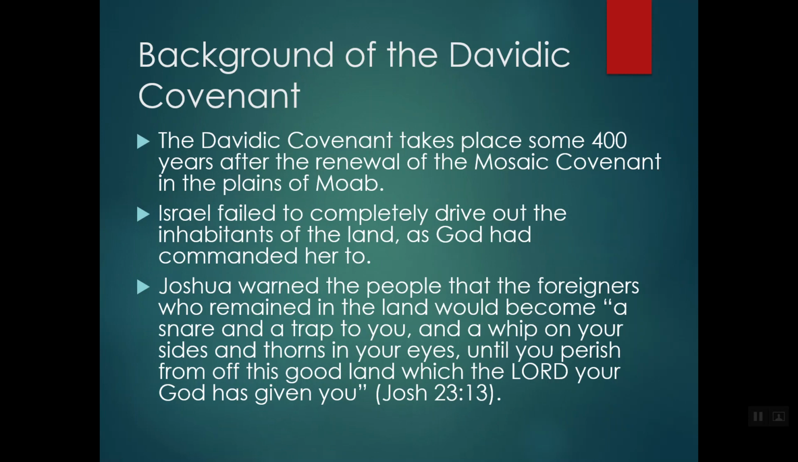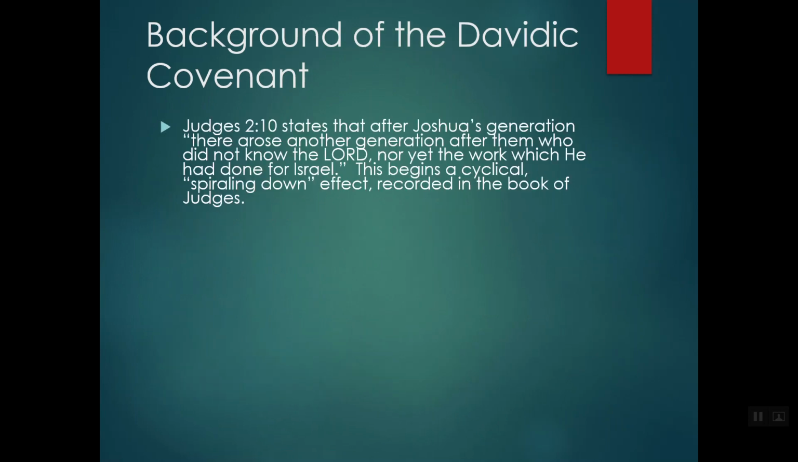Israel failed to completely drive out the inhabitants of the land, as God had commanded her to. That's something that's recorded for us, particularly in the book of Joshua. Joshua warned the people that the foreigners who remained in the land would become, quote, a snare and trap to you and a whip to your sides and thorns in your eyes until you perish from the land which the Lord your God has given you. So this was near the end of Joshua's life.